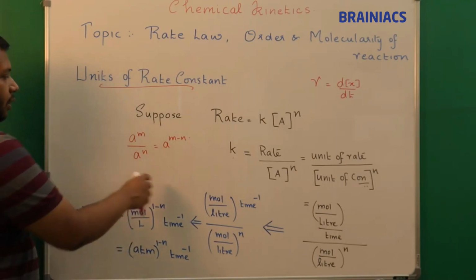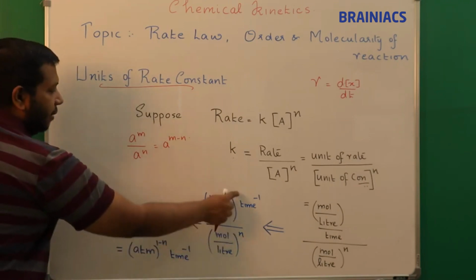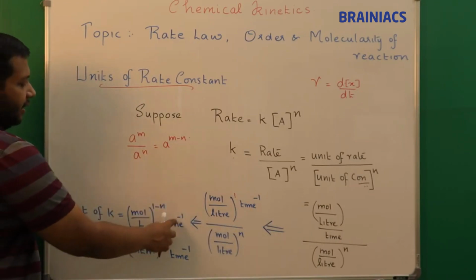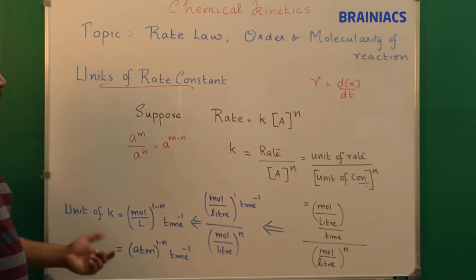So what do you need to do? Take mole per liter. This n is coming in the numerator. This is 1, correct? So this becomes 1 minus n. Then time raised to minus 1.